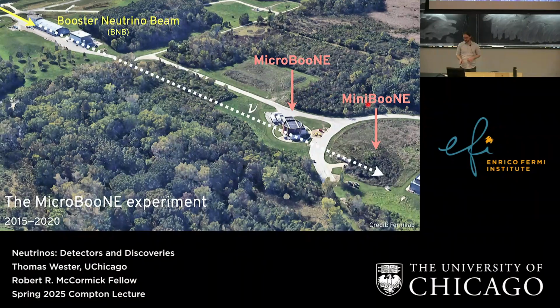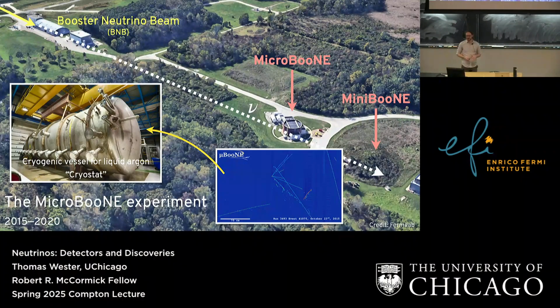So this is from the MicroBooNE experiment, which is placed at Fermilab in the same beamline as MiniBooNE. So here's the geometry. MiniBooNE is around here. MicroBooNE is just in front of it. And this collected data from 2015 to 2020. Here's what the MicroBooNE experiment looked like. This is the tank that contains all that liquid argon. And then inside is this array of photosensors and these wire planes.